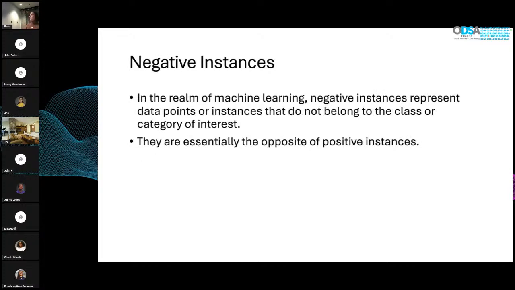Negative instances are exactly the opposite. They are all the instances where the category of interest, what we're looking for, did not occur. So if we're trying to predict bananas, everything that's not a banana would be a 0 or a negative instance in a binary 1-0 classification model.